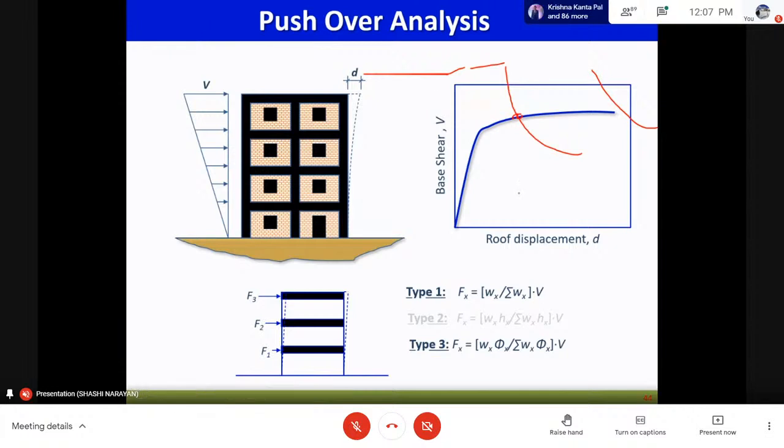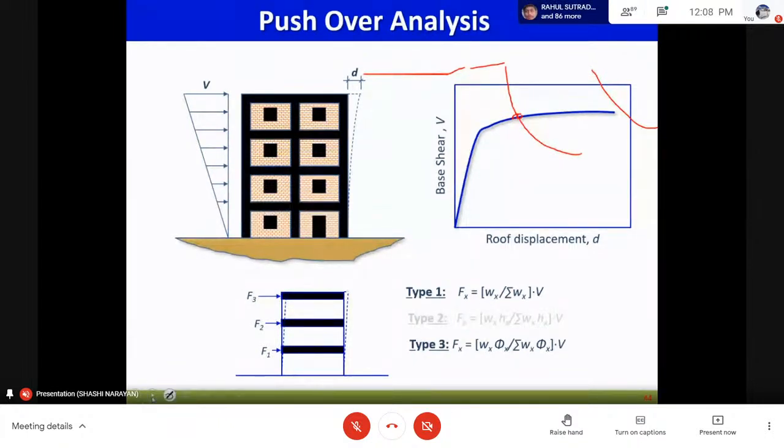For this, we again assume a force distribution, either based on the weights, or based on the height, that is triangular, or based on the modes, any one of the three. We can also consider a parabolic distribution. We also consider the possible locations of the hinges, which are the column ends and the beam ends. So we check for non-linearity in the beam ends and column ends only. We treat the whole structure as elastic, and assume inelasticity only in the column ends and the beam ends.